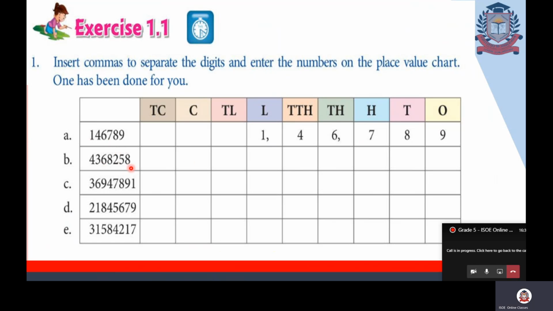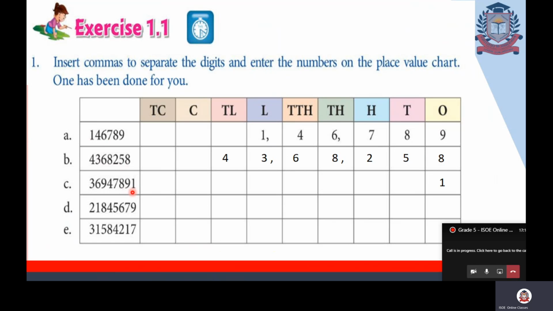See this number, 8 goes under 1's place, 5 goes under 10's place, 2 goes under 100's place, 8 goes under 1000's place, 6 goes under 10,000's place, 3 goes under lakhs place and 4 goes under 10 lakhs place. See, after 1's period I have a comma and after 1000's period I have a comma. How do I read this number children? 43,68,258. Good. Coming to the next example.